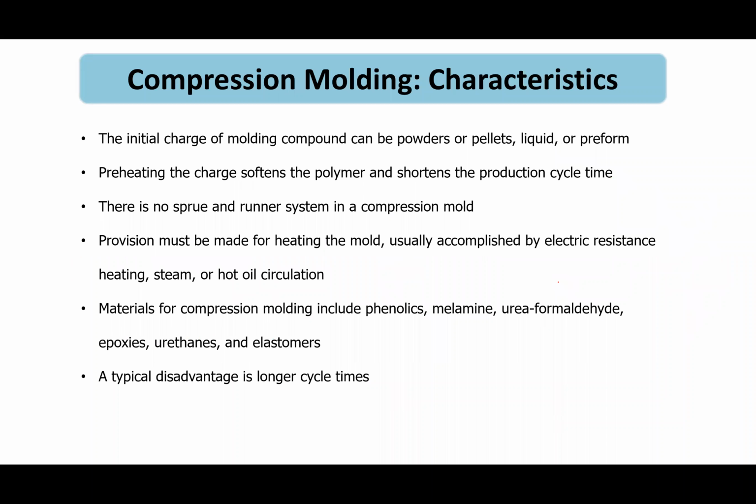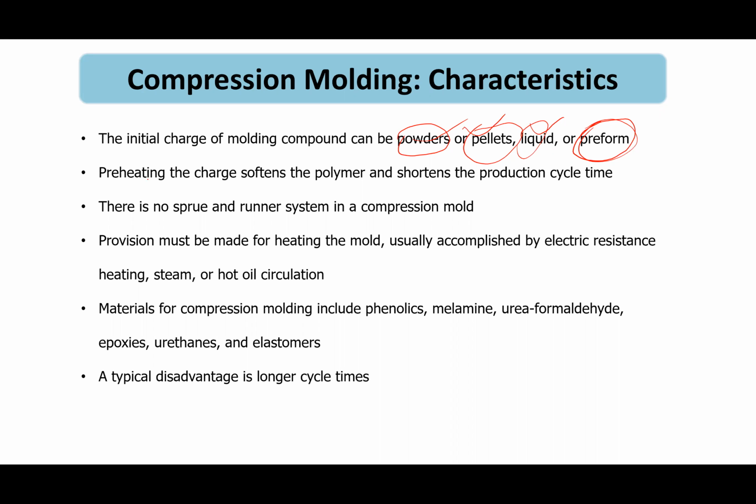All right. The characteristics of compression molding: first of all, the initial charge can be of various types, like powders, pellets, liquid, or preform. All of these can be used. If you use powder, then you compress it and then you heat the whole mold for curing. If you use pellets, the same thing. You can preheat the material and use it in liquid form. You can also use a preform, which means already pre-shaped material can be placed in the cavity, and then you use heat and pressure to give the final form.